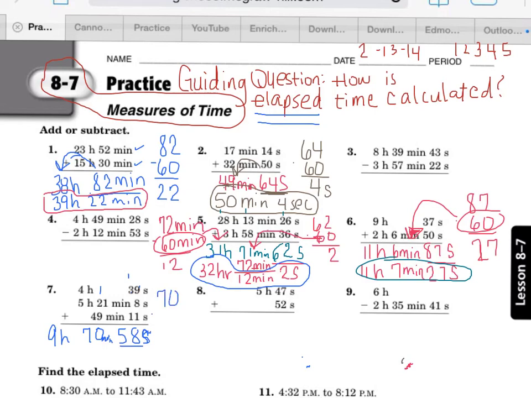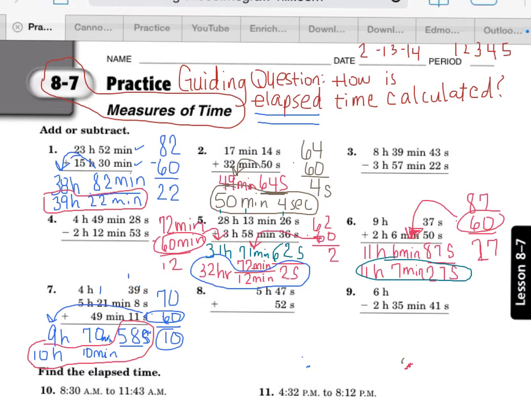You should be able to do that in your head. This is what you're doing in your head. That is 10 minutes over an hour. So take out that 60 minutes and rewrite it as an hour. And then here's your leftover minutes. 10 minutes. And then the 9 hours plus that 1 that you took from the minutes makes 10 hours. Okay, so our answer is 10 hours, 10 minutes, and 58 seconds.